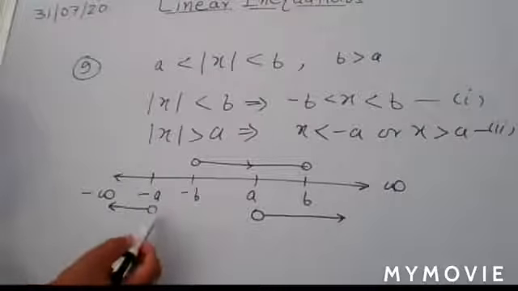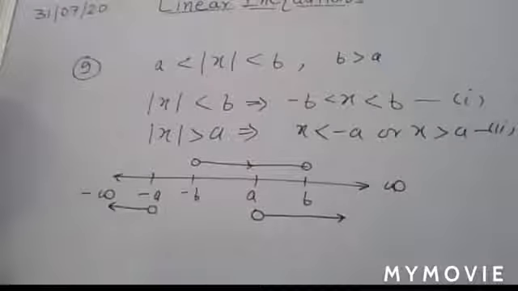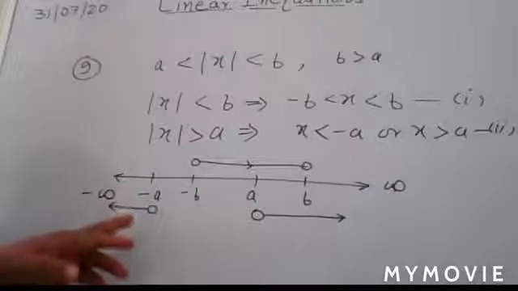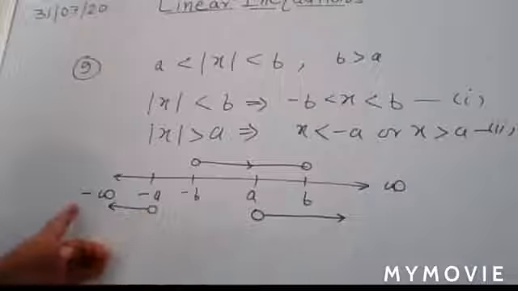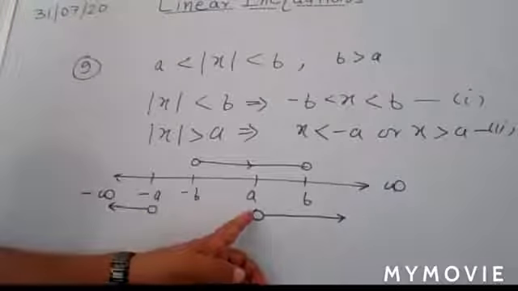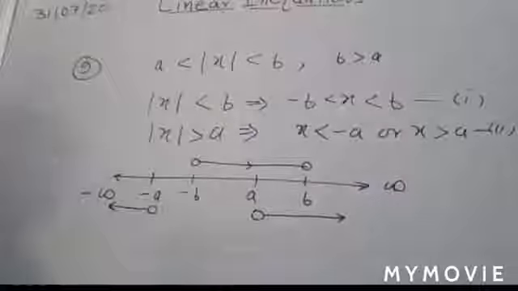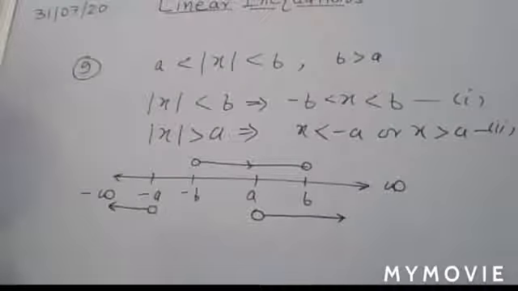Here, Sir, first there should be minus a, then there should be minus b. This one, x is lesser than minus a, and here you have x is greater than a. Understand?